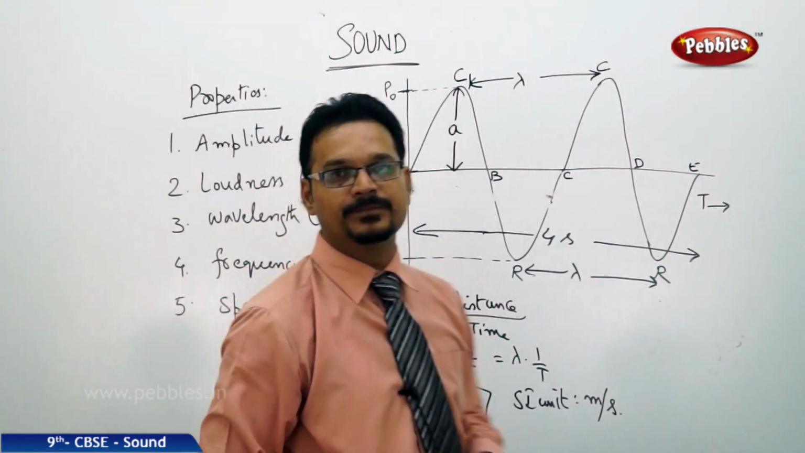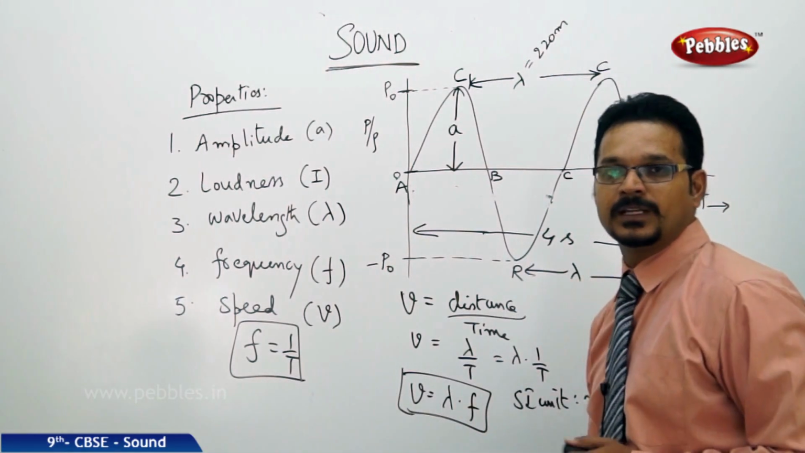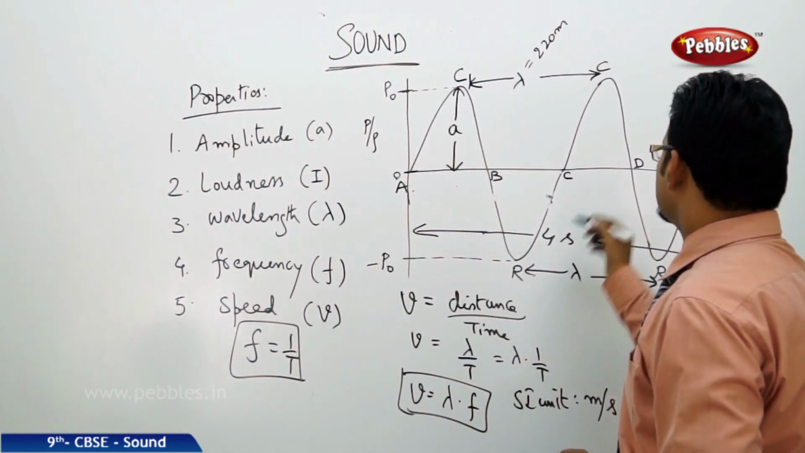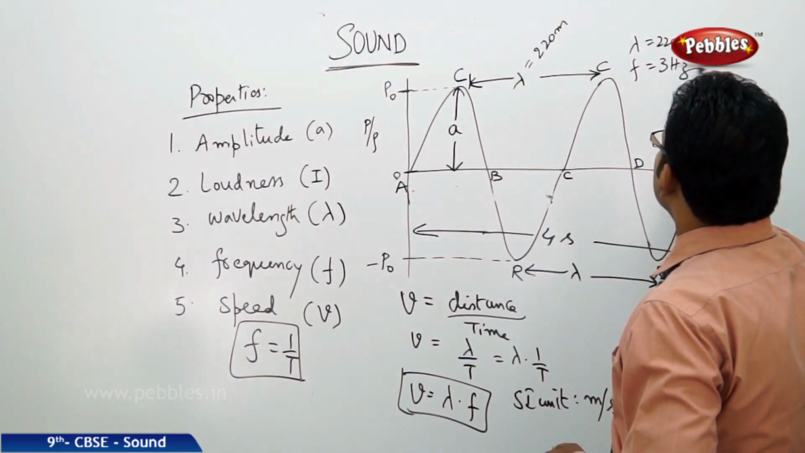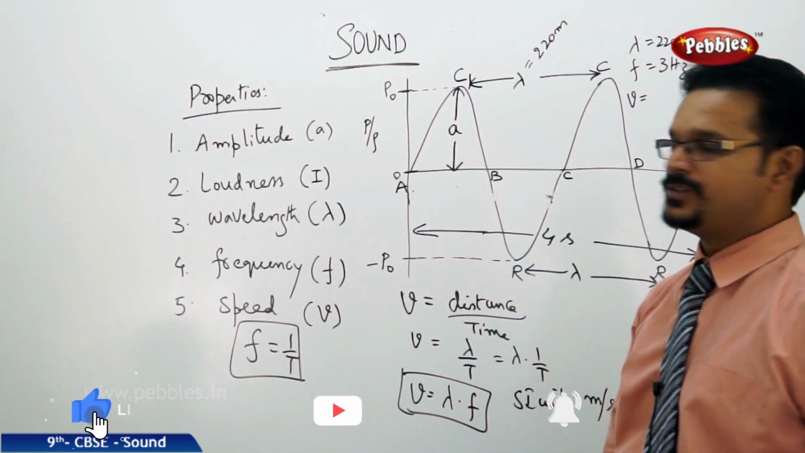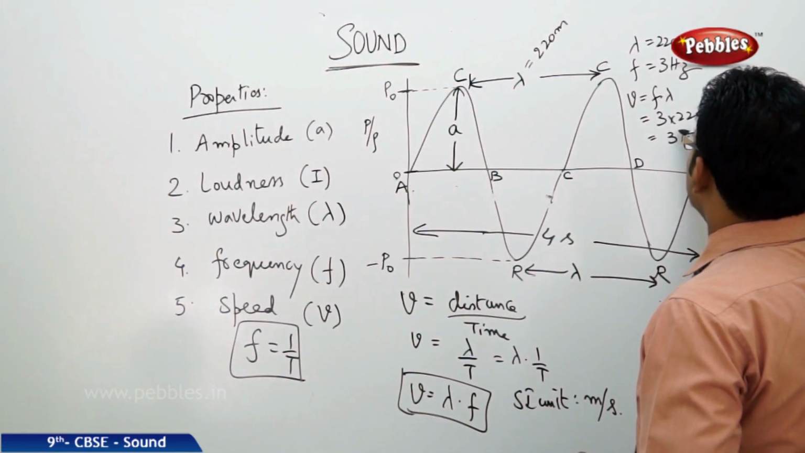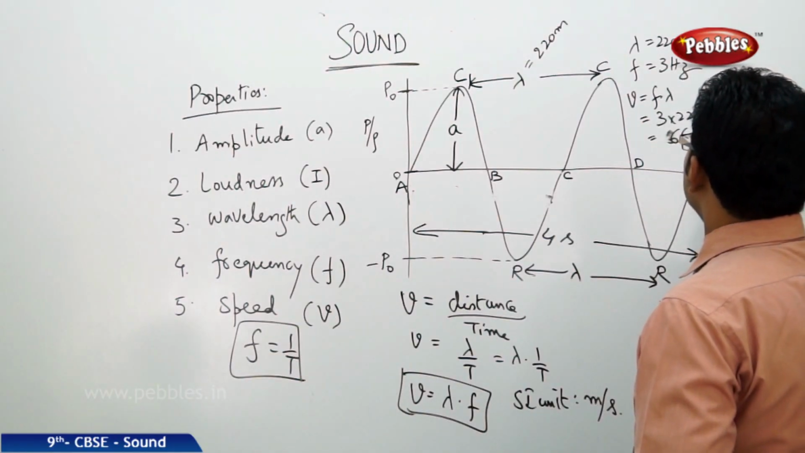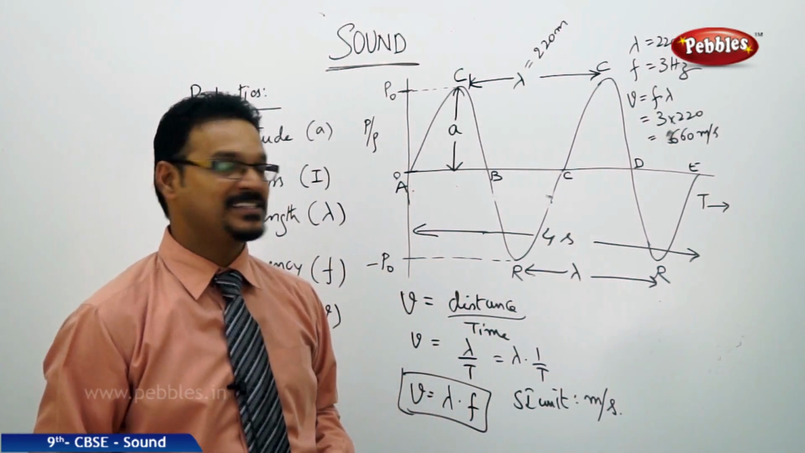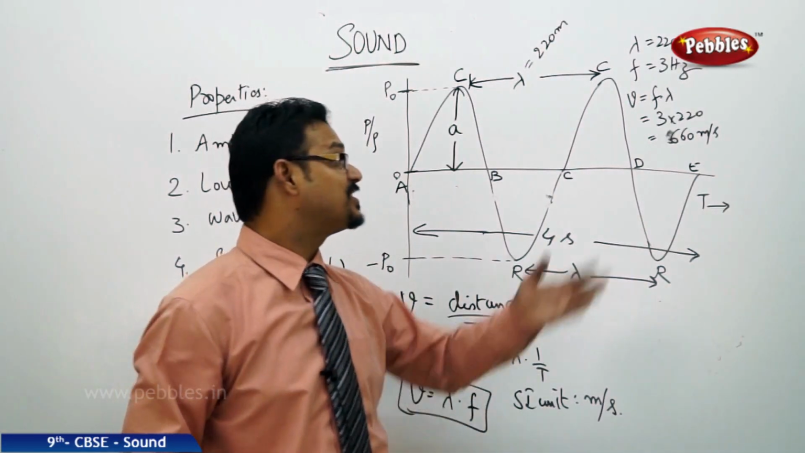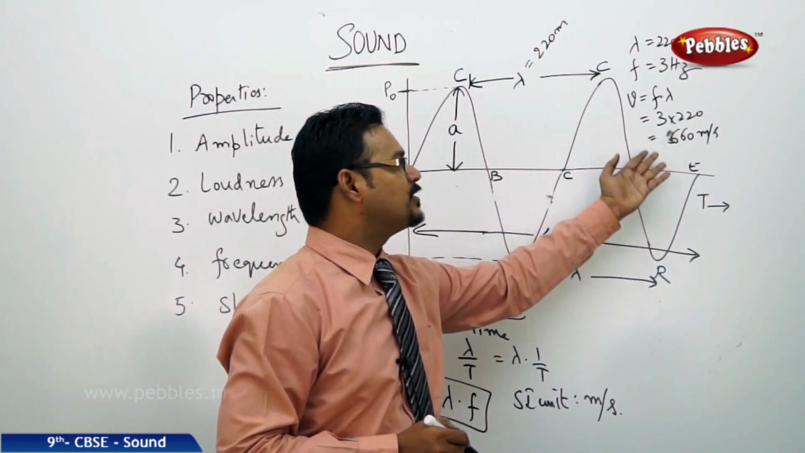For example, in this diagram, if I give the lambda value as, say, 220 meters, and the frequency is 3 hertz, what is the speed of sound? If I ask you, then simply apply the formula f lambda, 3 into 220. The speed is 660 meters per second. Absolutely, it is not in air, because in air we discussed it is 330, 340, 360. It is 660 meters per second. That means it may be a different type of medium. So just by applying the two values, you can get the speed of sound.